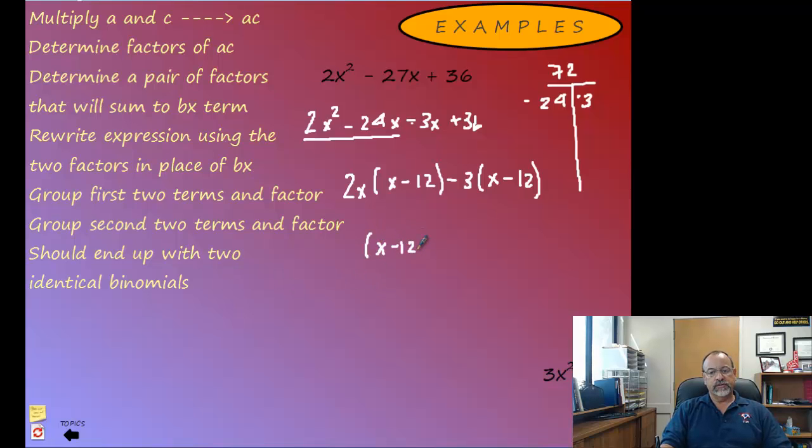So x minus 12 comes out as one factor. So, whoops, I kind of reset 3 a little bit. Sorry, I'll put it back in here. So what's left is 2x minus 3. So 2x minus 3 is my other binomial. So this would be my answer.